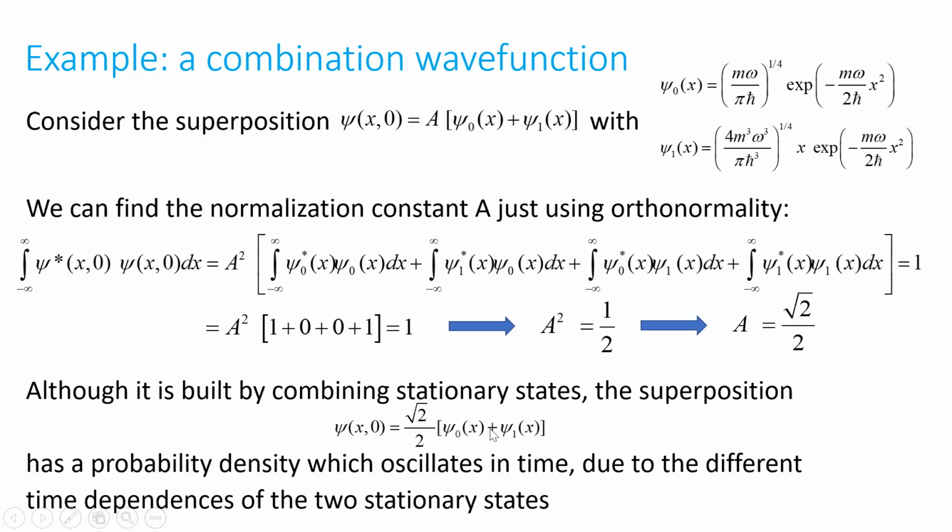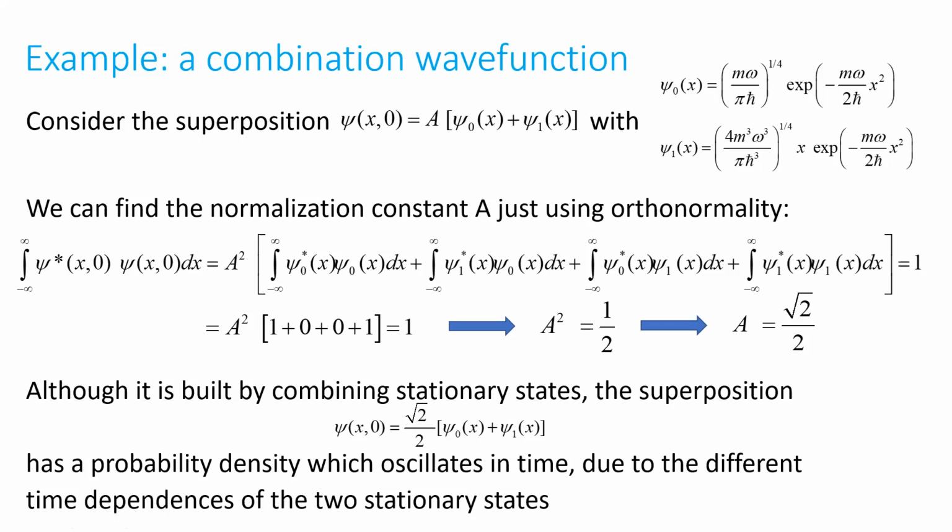Because these have different energies, when we put in the time dependence, we get different exponential factors because the energy is involved in the exponent. And so when we look at the probability density in time, we don't just get a constant, we get a time-dependent factor. So by combining stationary states in this way, we can get quantum dynamics, that is, probability densities which actually oscillate or move in time. That's kind of exciting.